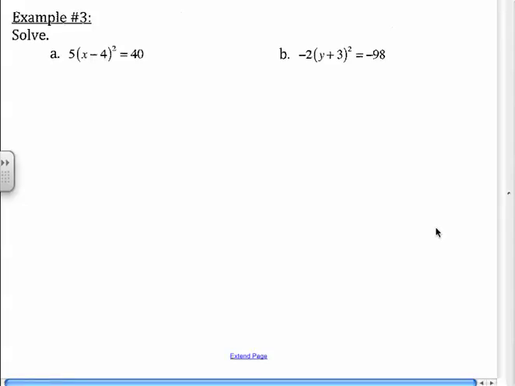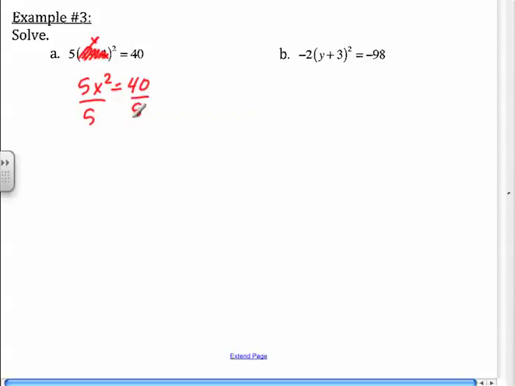Okay, example number 3 here. We've got 2 of them. This looks pretty easy. Let me ask you something. Forget about the stuff that's in there right now. Let's just say it's x. All right? So I do 5x squared equals 40. Now how would I solve for that?